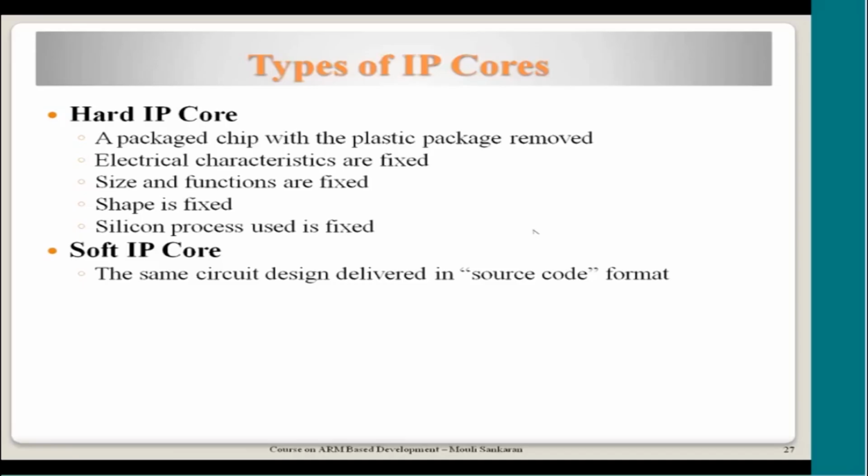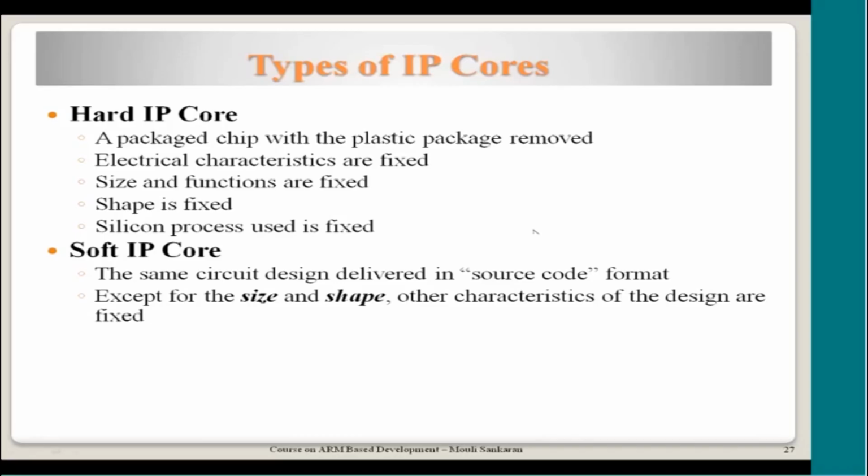Now we want customers to have much more flexibility when we give any product out. So I also thought of giving a soft IP core so that the customers who buy this IP core can make some changes to it, but they can change only the size and shape of it, not the other design characteristics. That means this soft core, though it is given in a source code format, is not supposed to be modified by the end customer who is taking the soft IP from the company which is providing it.